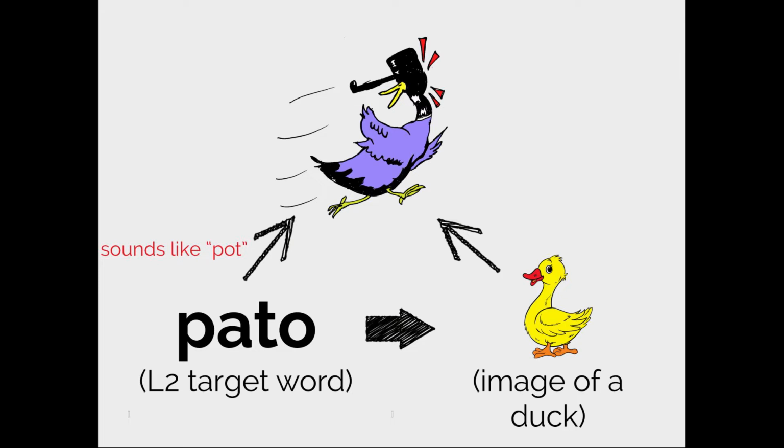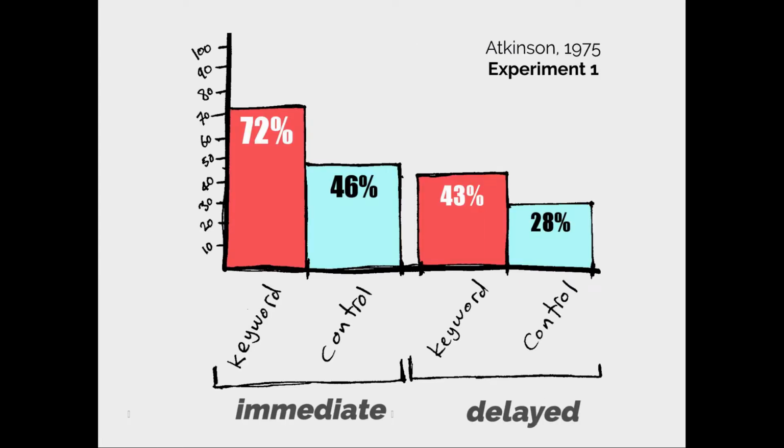Atkinson carried out a few experiments on this method. They were fairly similar to Bower's and yielded similar impressive results. In one experiment, where absolute beginners were given Russian words to memorize, he found that the respondents using the keyword method were able to recall between 24% and 26% more than the control group, who weren't trained in the keyword method, of course. They were the control group.